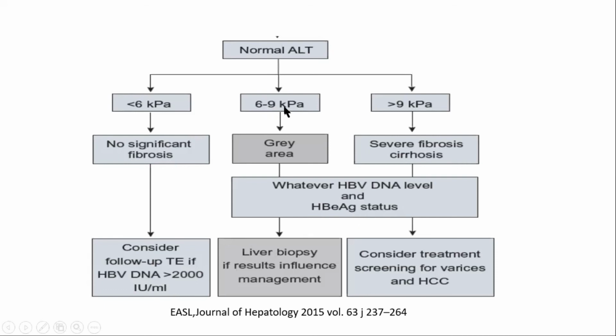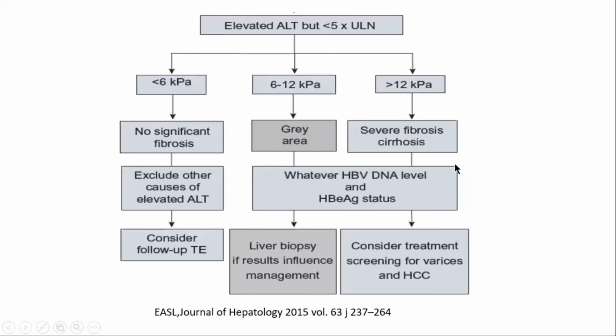If it is 6 to 9 kilopascal and ALT is normal, then it remains in the gray zone, and we can consider liver biopsy if the result influences the management. If more than 9 kilopascal, then severe fibrosis or cirrhosis, and whatever the hepatitis B DNA level and hepatitis B e antigen status, treatment should be considered, and also screening for varices and hepatocellular carcinoma.